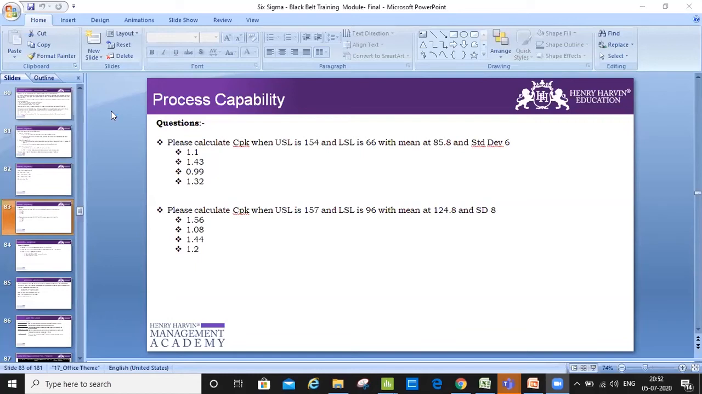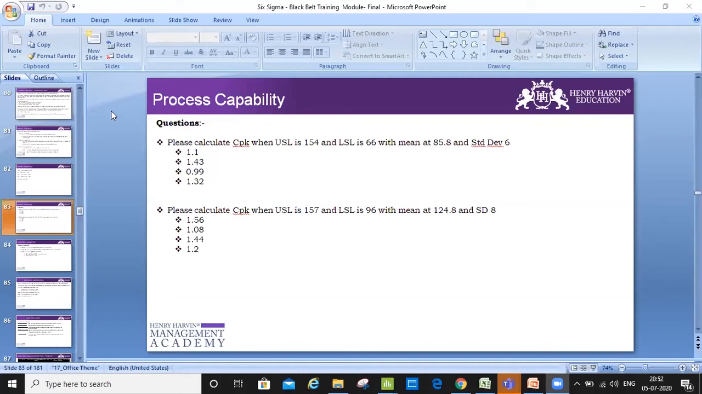So the answer to your question is CPK has to be greater than 1. But even if it is lesser than 1, I would not do anything special, because this is only telling me what my process is currently performing at, and I am doing a Six Sigma project to improve that. So basically it's the health of the process that we are trying to understand.